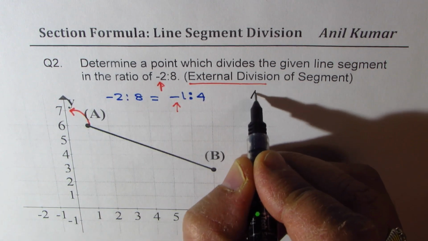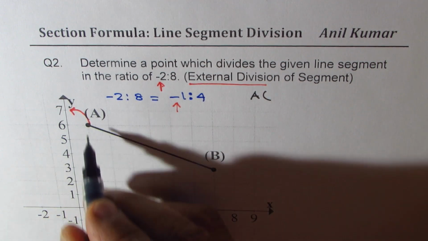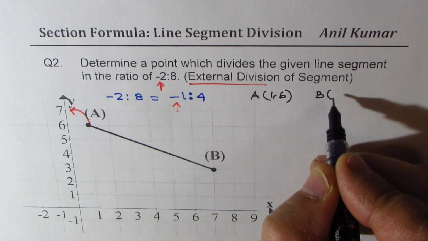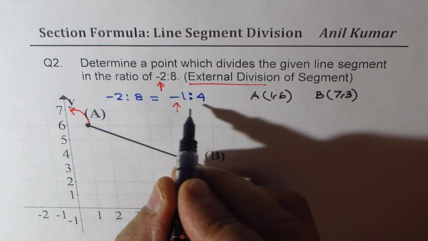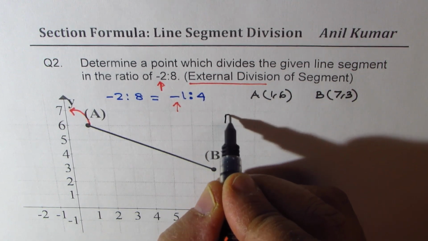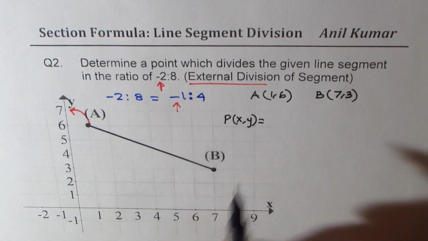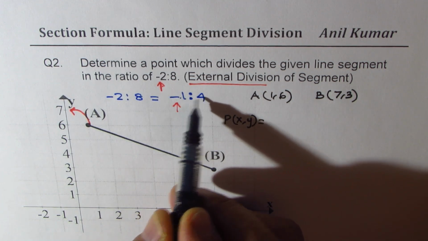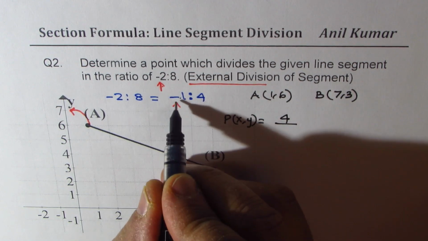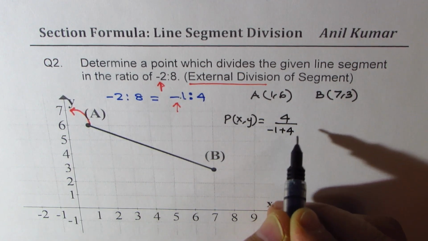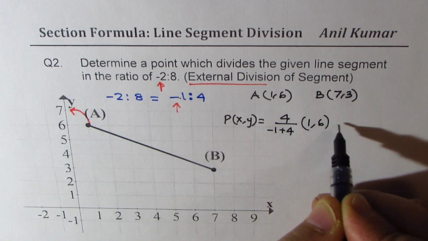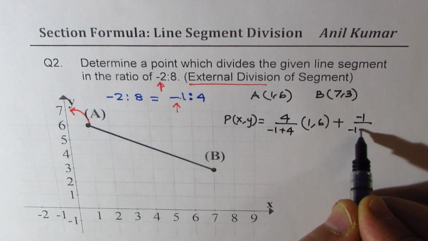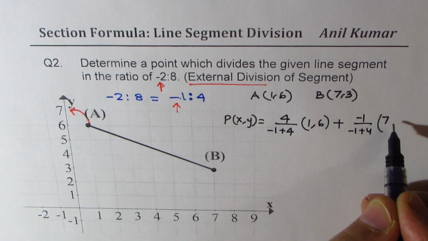Coordinates of point A are what? Let me write down the coordinates of point A, which is 1 and 6. And for B, the coordinates are 7 and 3. So for this external division, let's say coordinates of point P, which could be x and y, can be written as, since the ratio is minus 1 to 4, we have to write 4 first, right? So 4 over, add them both. So minus 1 plus 4 times A coordinate, which is 1, 6, plus, now this time minus 1 over minus 1 plus 4, and B coordinate 7, 3.